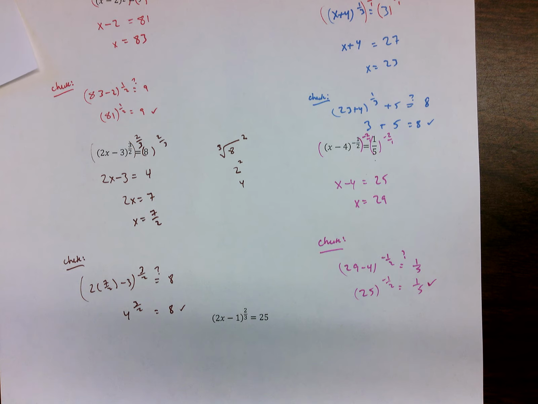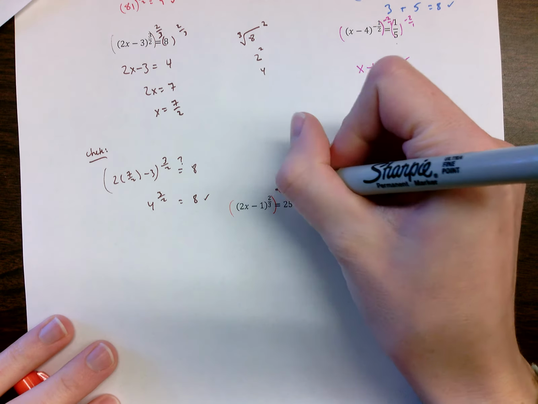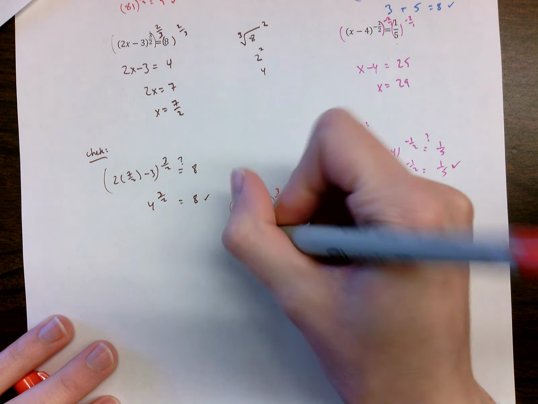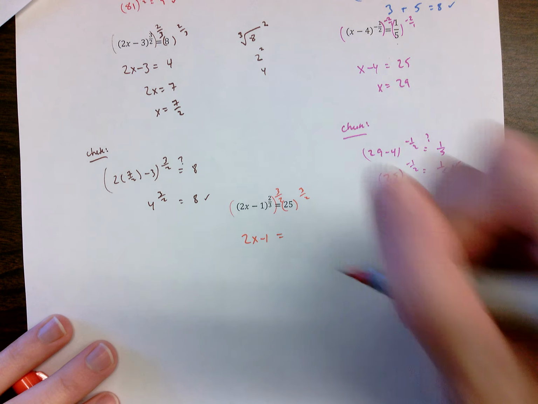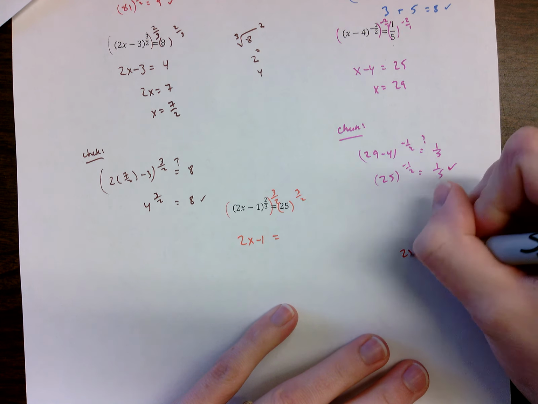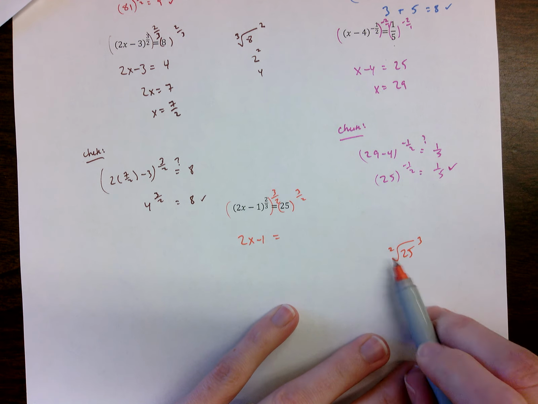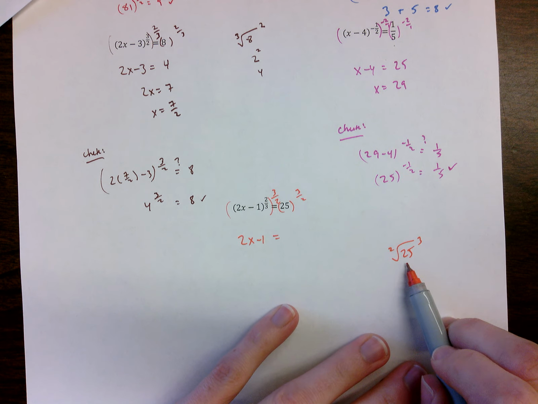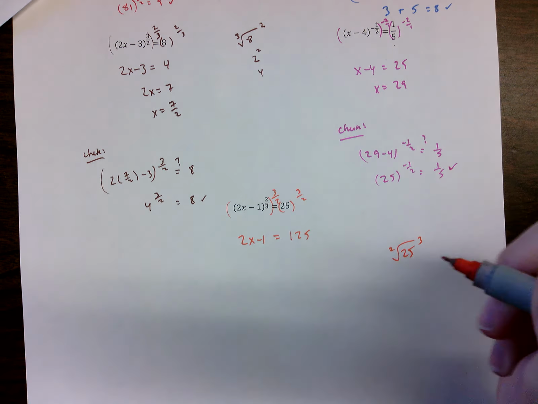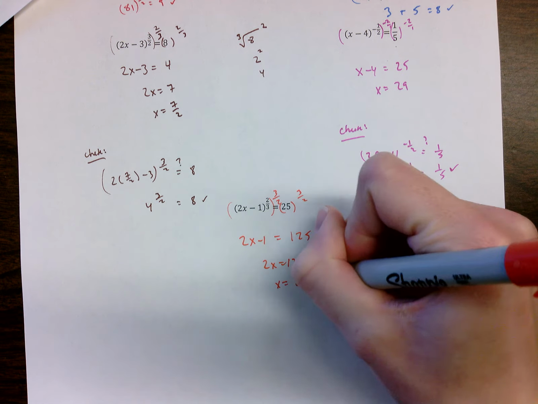All right, lovely. And then our last example down here. I'm going to raise both sides to the 3/2 power. 2/3 times 3/2 cancels to 1. And then 25 to the 3/2 power. Power over root, so the square root of 25 would be 5. 5 to the 3rd power is 125. So 2x equals 126. So x equals 63.